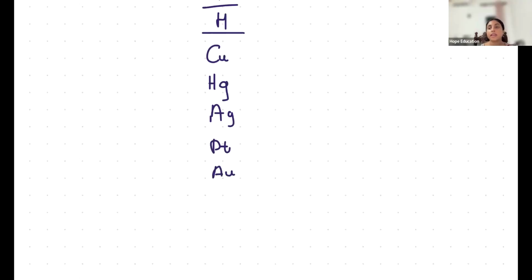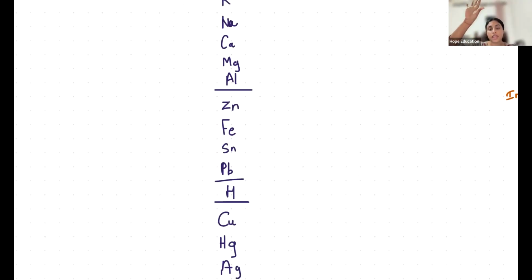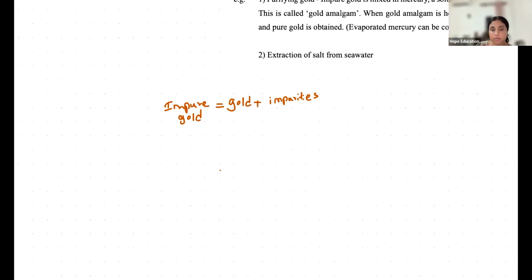Potassium, sodium, calcium, magnesium, aluminium, the most reactive five. Then zinc, iron, tin, lead, moderately reactive. Then hydrogen. And lastly, copper, mercury, silver, platinum, gold. The low reactive ones, right? So mercury is a metal.